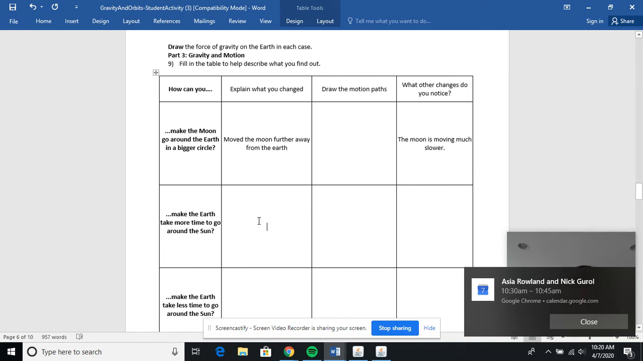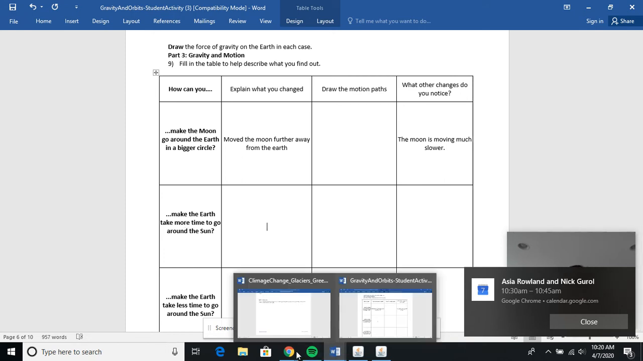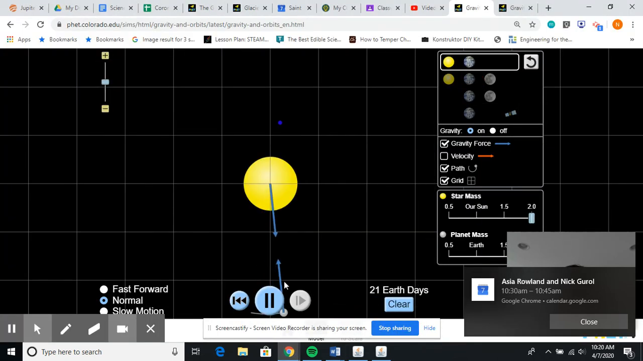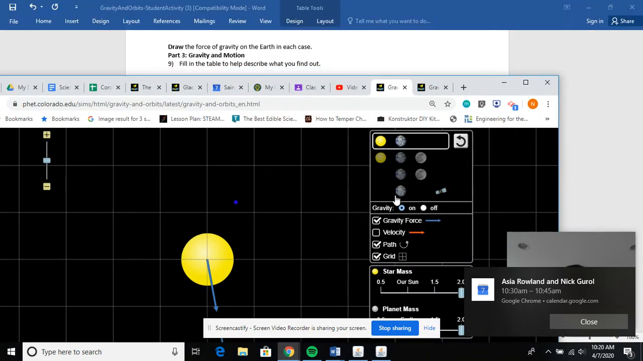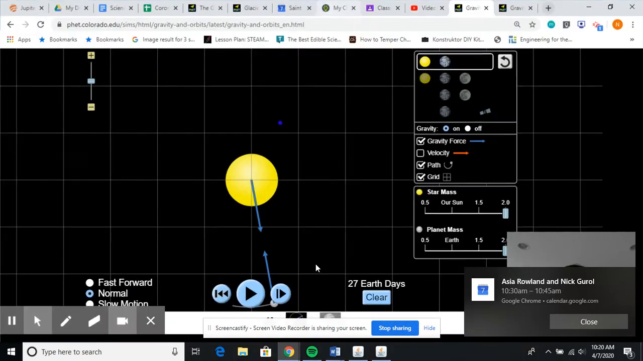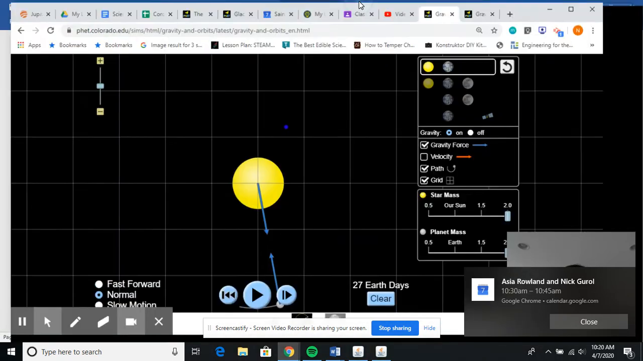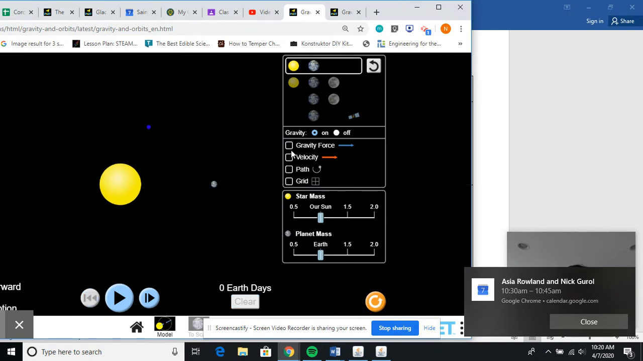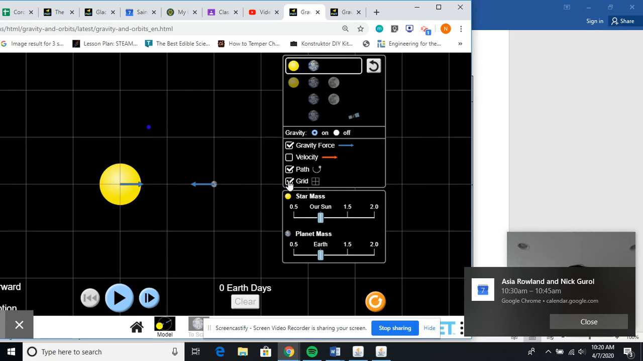How can we make the Earth take more time to go around the sun? Let's do that one. All right, pause it. Let's reset this. So it should take 365 days, right? Make it take longer. Move it all the way out. Let's make that sun a little bit bigger. Check it out.